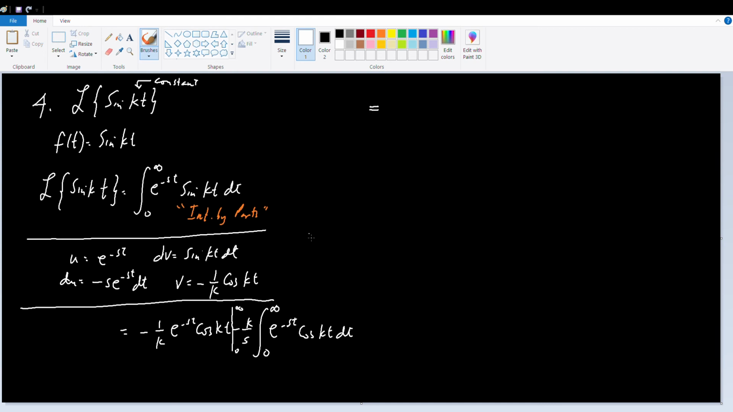So that will be negative 1 over k. Let us substitute later after we have evaluated the integral, so there will only be one substitution. So negative 1 over k e to the negative st cosine kt minus k over s integral of e to the negative st cosine kt. In this case, we will apply integration by parts again.